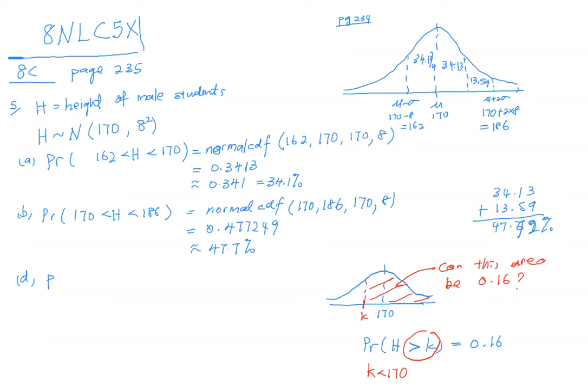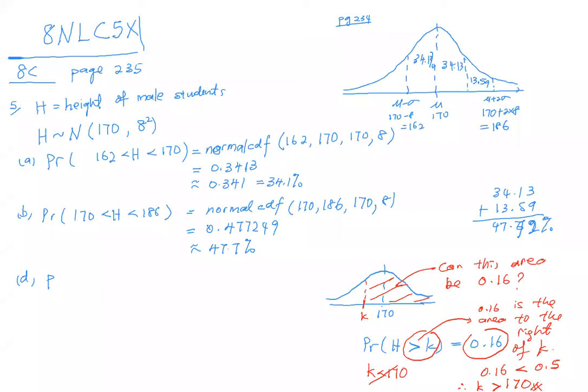And how I know it is to the right? Because it's greater. So 0.16 is the area to the right of K. 0.16 is less than 0.5. So therefore, K must be greater than 170. You see how I analyze? Do you get me? So this is wrong.